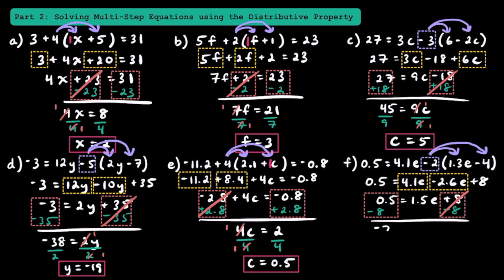So here I'm going to write negative 7.5 is equal to positive 1.5e. And finally, I'm going to divide both sides by 1.5. These 1.5s are going to cancel out to make 1. And on the left side, negative 7.5 divided by positive 1.5 is going to equal negative 5. Finally, we're going to write that E is equal to negative 5.